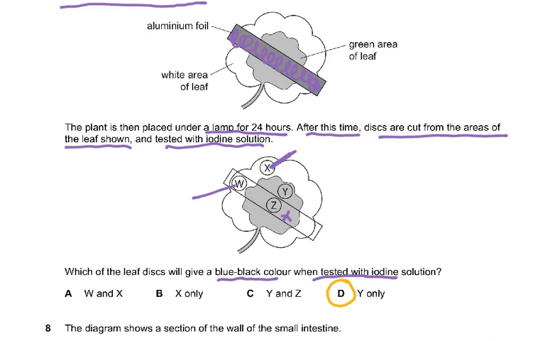W was a white area but was covered with the piece of aluminium foil. So even if it wasn't covered, it still would not contain any starch. Z area was green, but then it was covered by this piece of paper that we have placed here. So no light would be reaching this, so no photosynthesis. So it's only Y which was exposed to light and will photosynthesize and will produce starch. So when tested with iodine, it will give you a blue-black color.